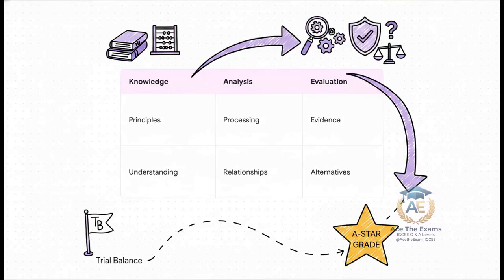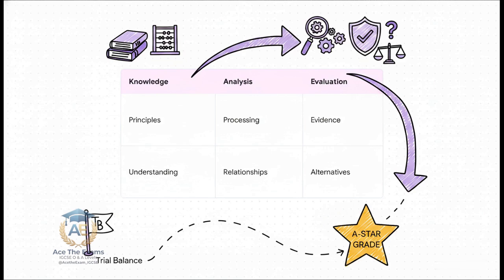This table brilliantly illustrates how these cognitive domains scale up rapidly in difficulty. Think of it like leveling up in a video game. First, you have knowledge. You must demonstrate the established principles, the basic rules of double-entry bookkeeping. Then you level up to analysis. This is where you do the systematic processing and interpret the relationships between different financial accounts. But to unlock the highest marks, the absolute peak of the grading rubric, you have to cross over into evaluation. This means judging evidence quality, looking at alternative approaches, and making heavily justified recommendations.